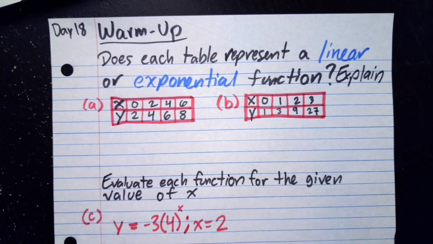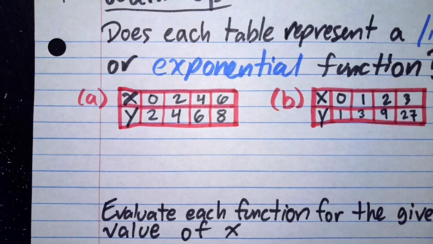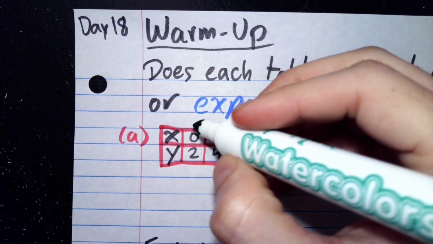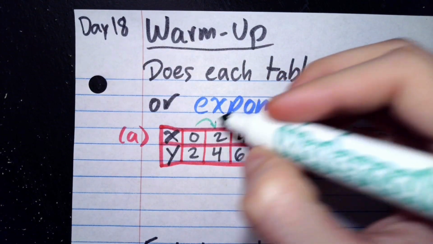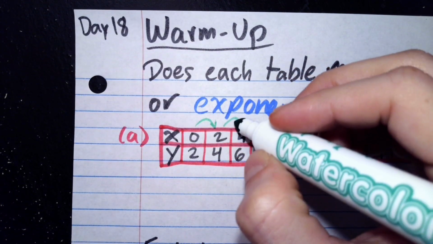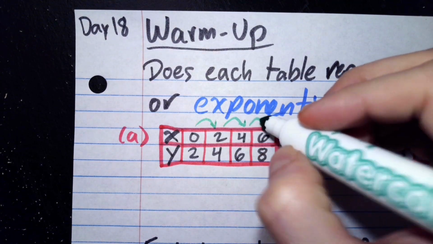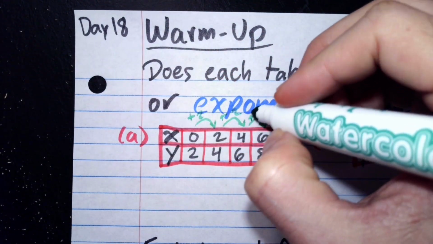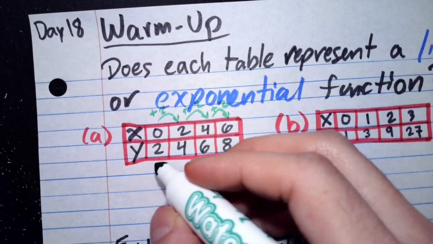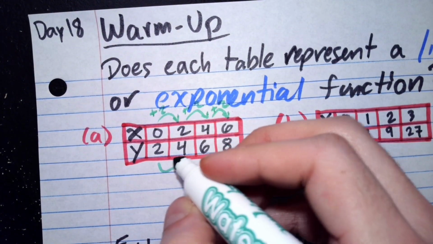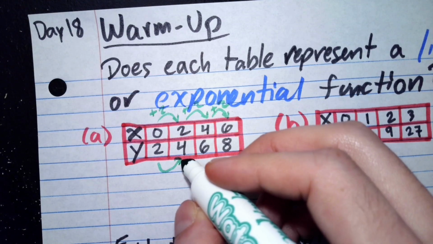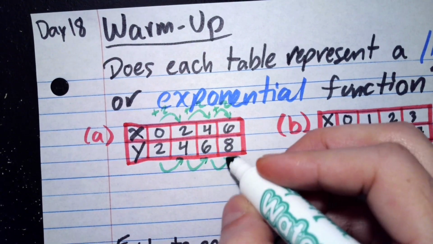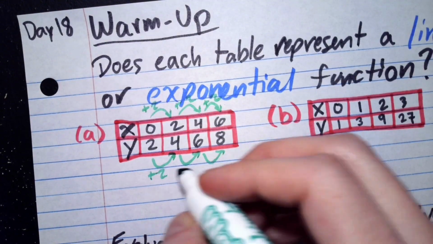So for this first one, let me zoom in a little more. For A, I notice that every time I hop into the next little square in the table, I'm going up by 2. So plus 2 here. And then down here, I check that for my y's. I go from 2 to 4, from 4 to 6, from 6 to 8, which is again a plus 2.